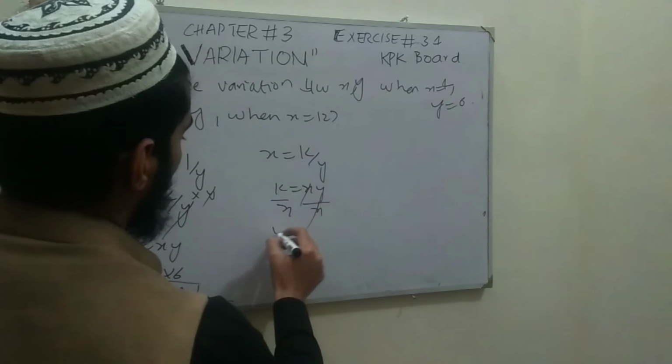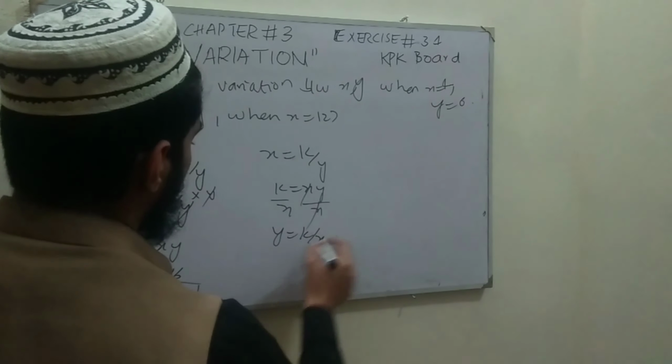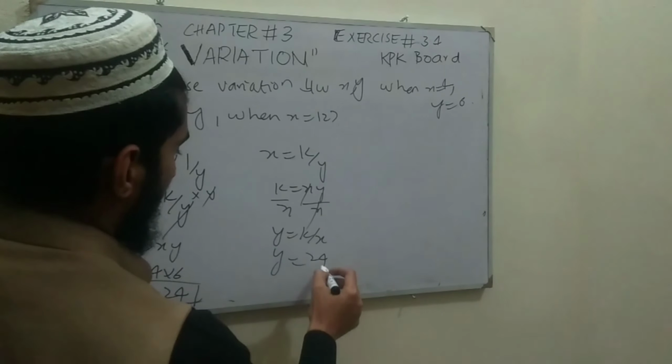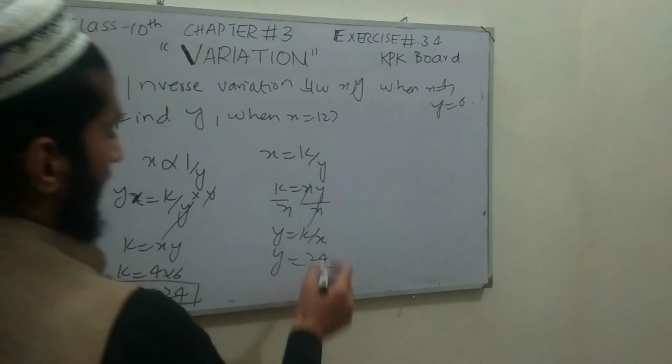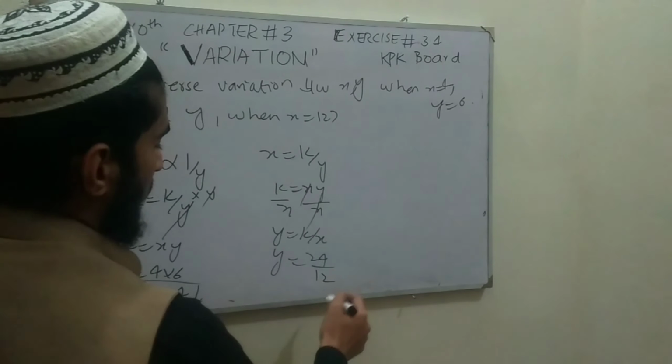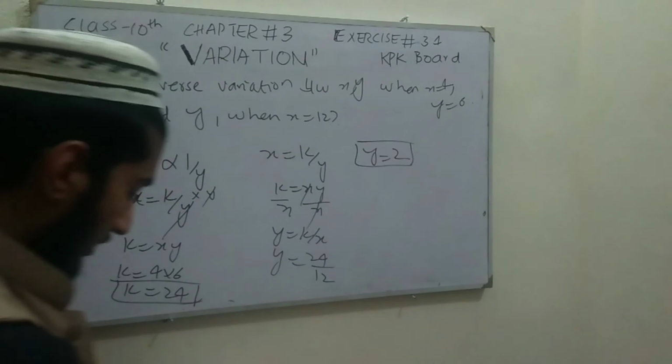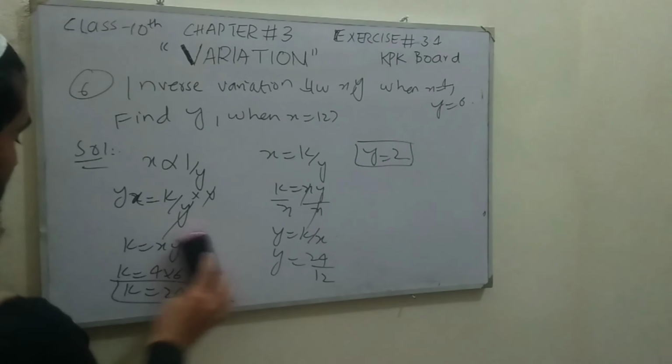x is cancelled out with x, so y is equal to k divided by x. Here k is 24 and x is equal to 12. Dividing 24 by 12 gives us 2. So the value of y is equal to 2 and x is equal to 12. Now move to question number 7.